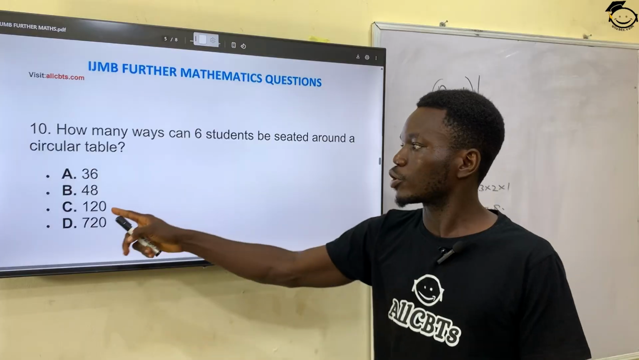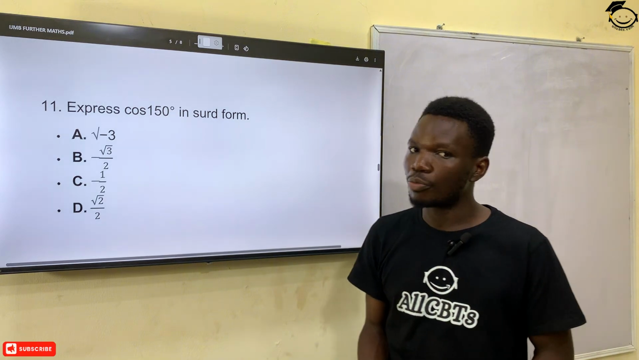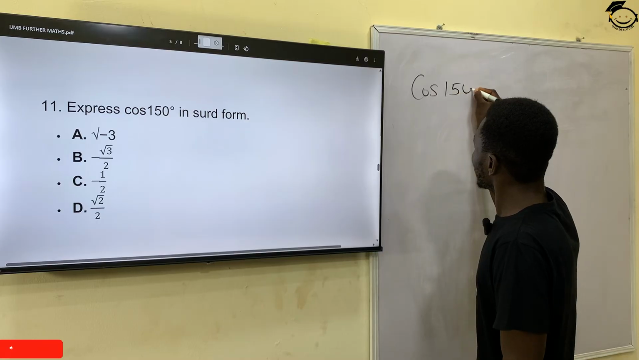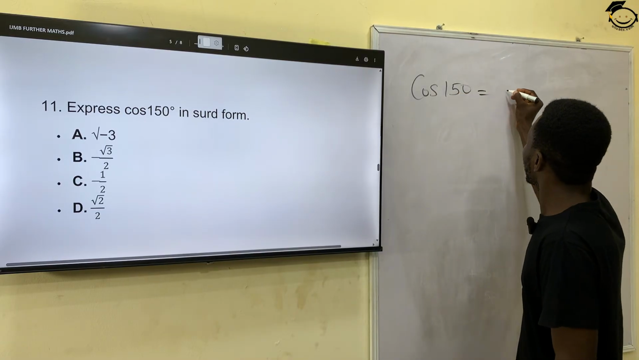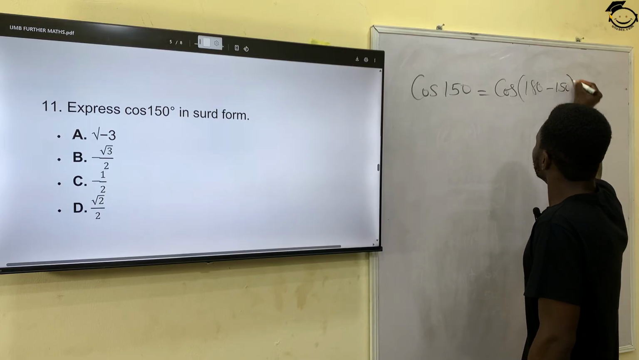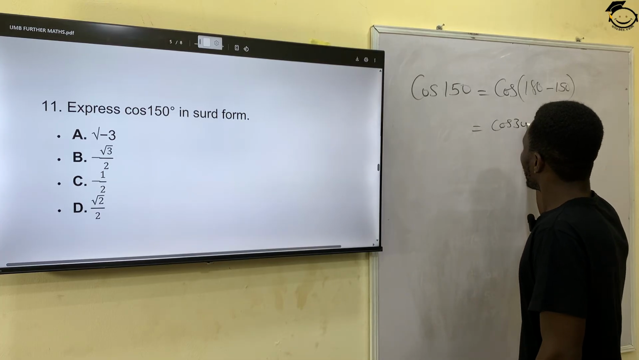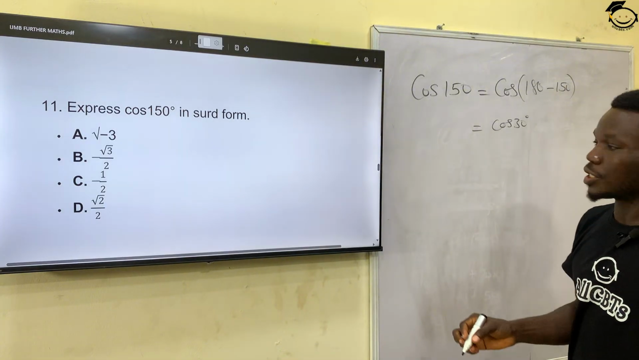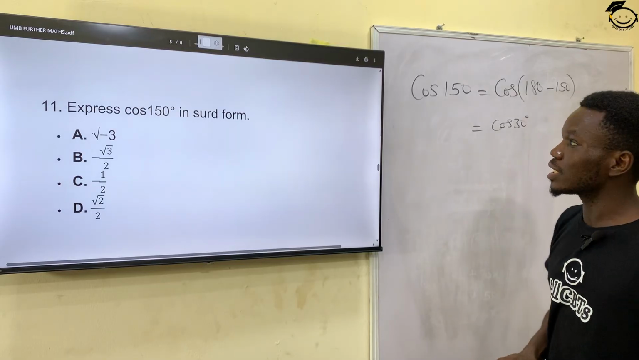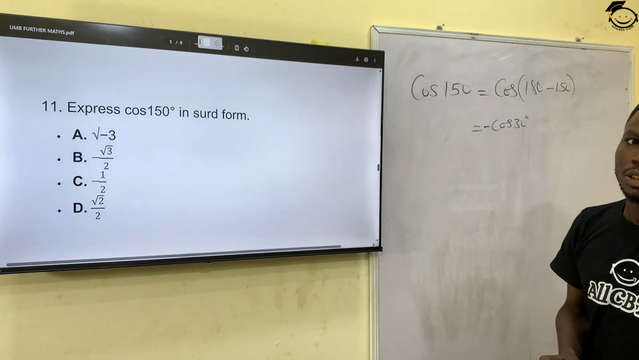That's option C. So question number 11 says, express cos 150 in surd form. Cos 150 is the same thing as saying I have cos of 180 minus 150, and that will give me cos 30. But if you look at 150 on the quadrant, 150 is in the second quadrant, and in the second quadrant, cos is negative. So because cos is negative, I'll be having minus cos 30 degrees.